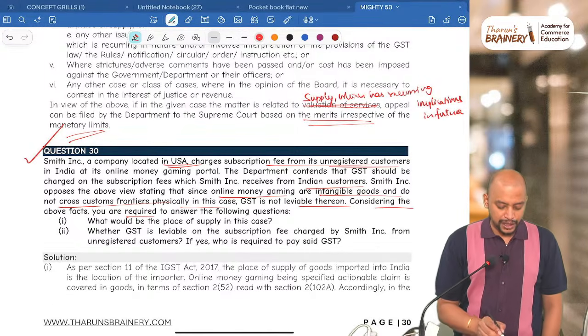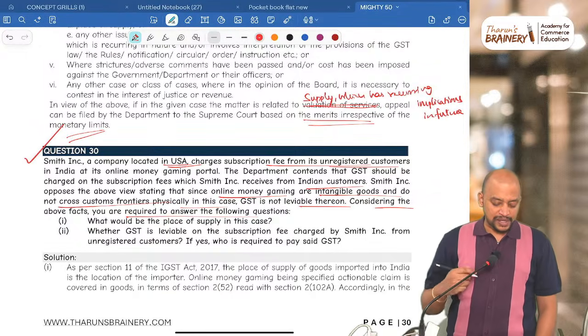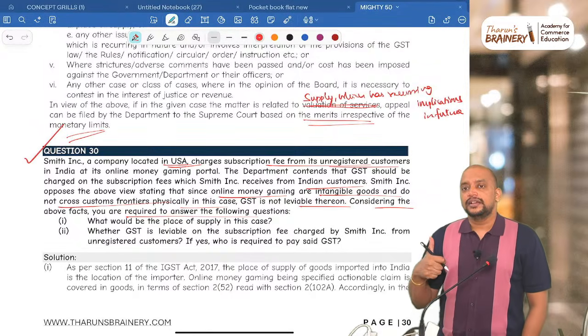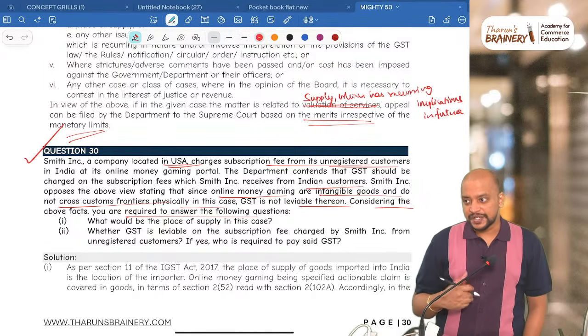Considering the above facts, you are required to answer the following questions. First, what would be the place of supply in this case? What will be the place of supply in this case? Location of recipient. Why?